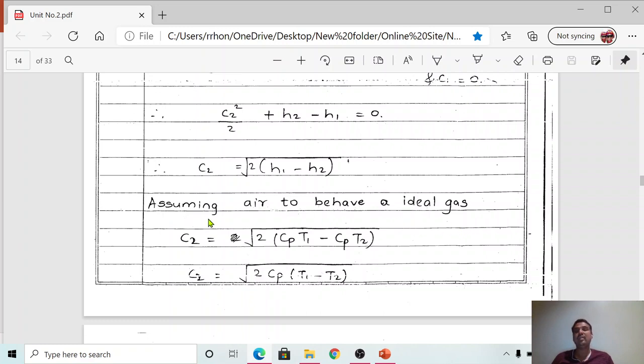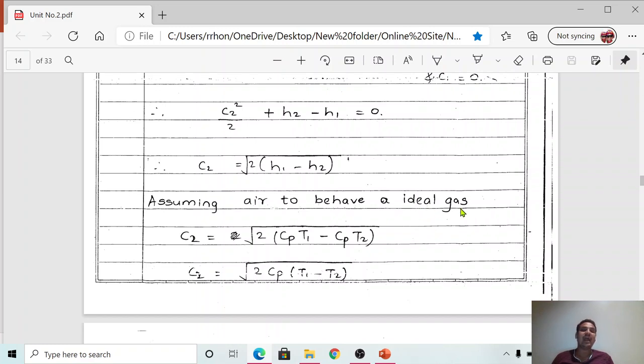Now for the further equation, we are going to assume air behaves as an ideal gas. When we consider the ideal gas, you have to consider the specific heat at constant pressure as well as the temperature. So we can replace H1, which is enthalpy, by specific heat at constant pressure multiplied by temperature T1, that is for section 1-1. Similarly for section 2-2, H2 is equal to specific heat at constant pressure, Cp stands for specific heat at constant pressure, into temperature T2. So replace H1 by CpT1 and H2 by CpT2 over here.